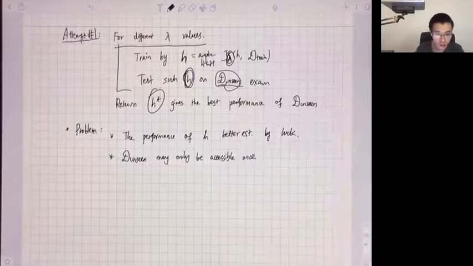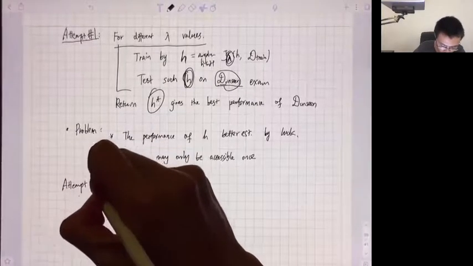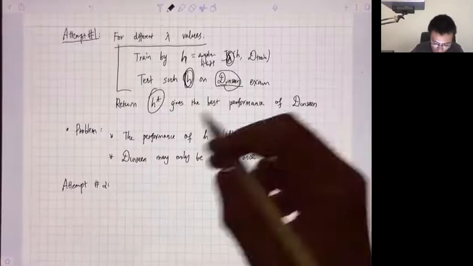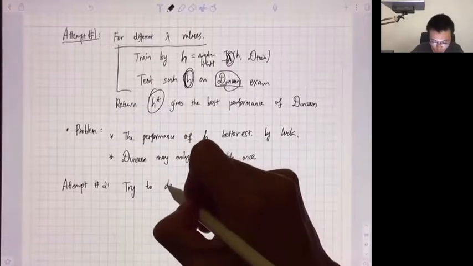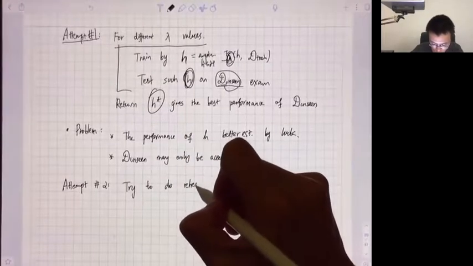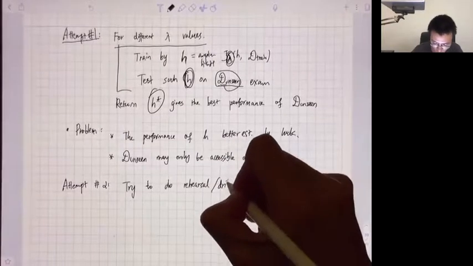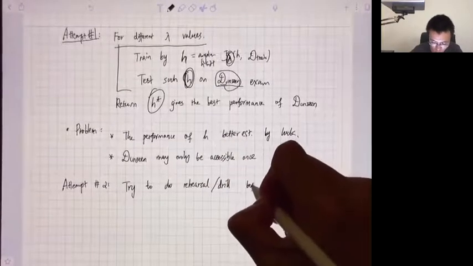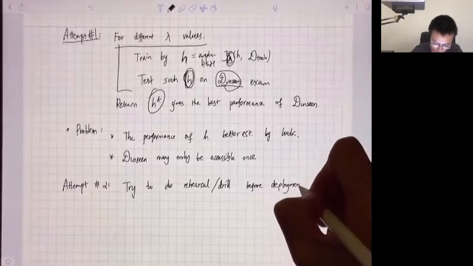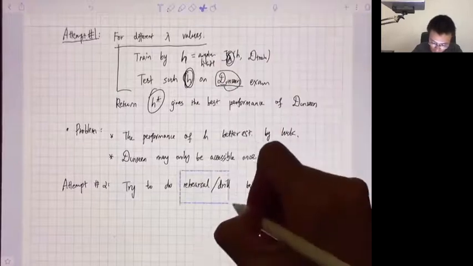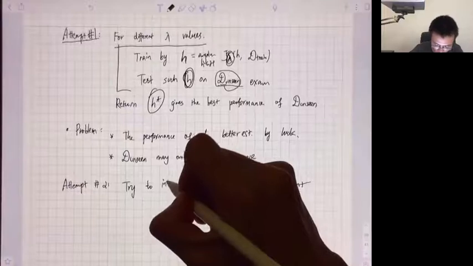So that's why a very important idea in machine learning is to try to do some rehearsal or some drill before deployment. Okay. Or you can say do some internal validation.